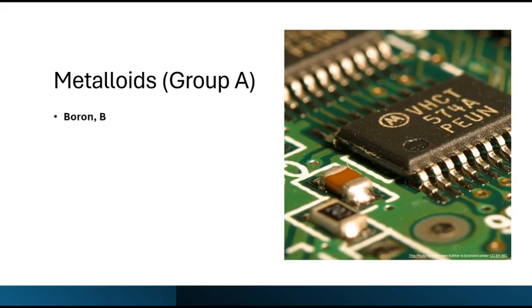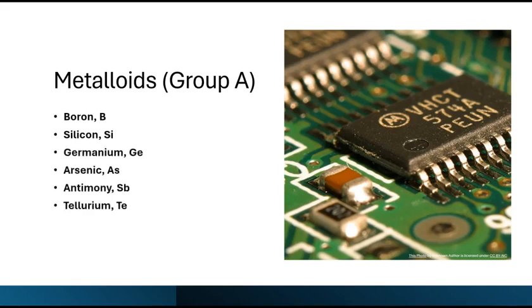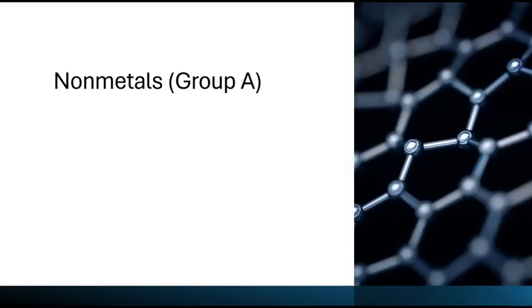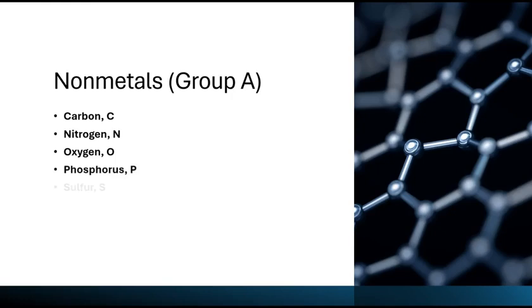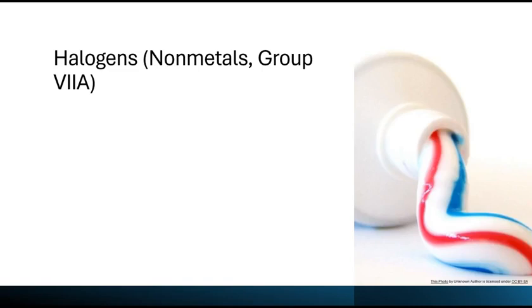Metalloids, group A. Metalloids that you need to know are boron, silicon, germanium, arsenic, antimony, tellurium, polonium. Of the nonmetals, make sure that you know group A: carbon, nitrogen, oxygen, phosphorus, sulfur, selenium, and hydrogen. Even though hydrogen might be on the left-hand side of the periodic table, it is still a nonmetal, and nonmetals are all in group A.